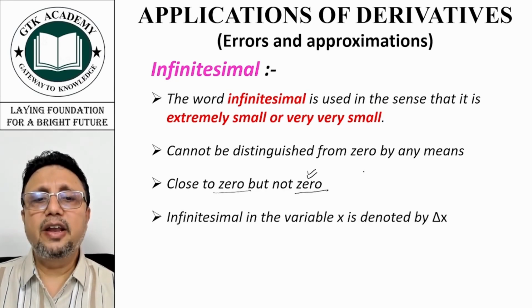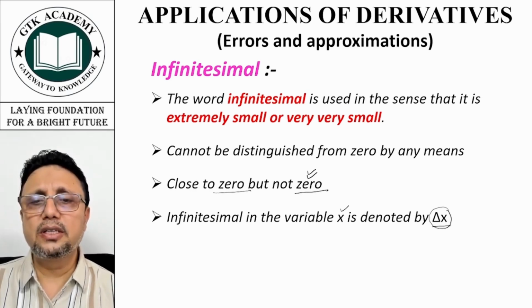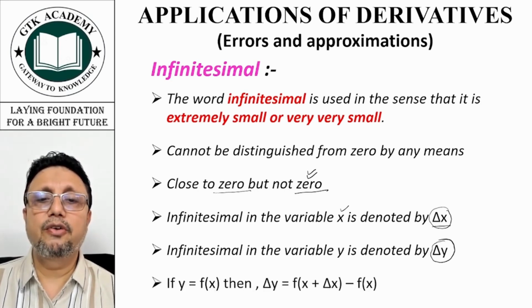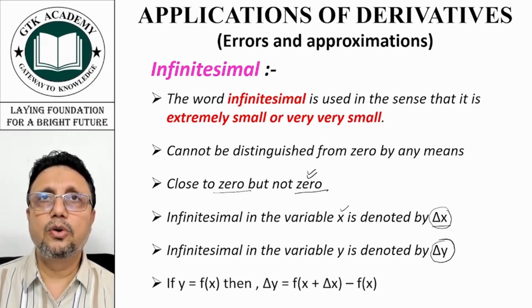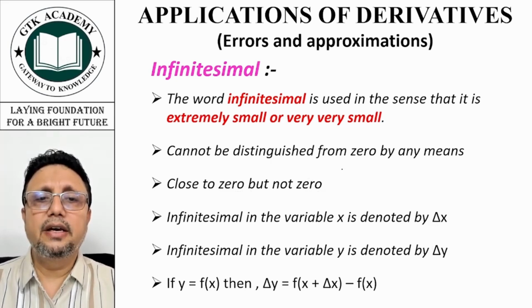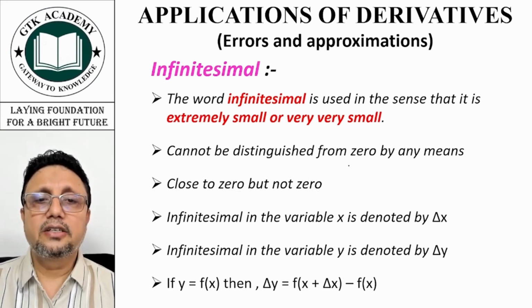Now, if we have a variable x, then infinitesimal is denoted by delta x. Just note this notation. We have been using this earlier also. Similarly, for variable y, it is delta y. Now, if we have a function y is equal to f(x), then delta y is equal to f(x plus delta x) minus f(x). That we have already discussed earlier, but still I'll discuss it once again.